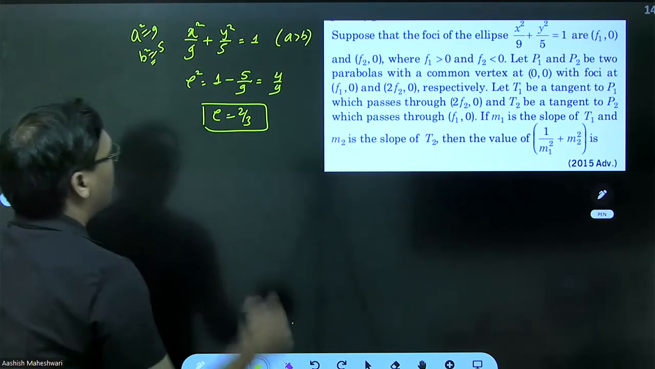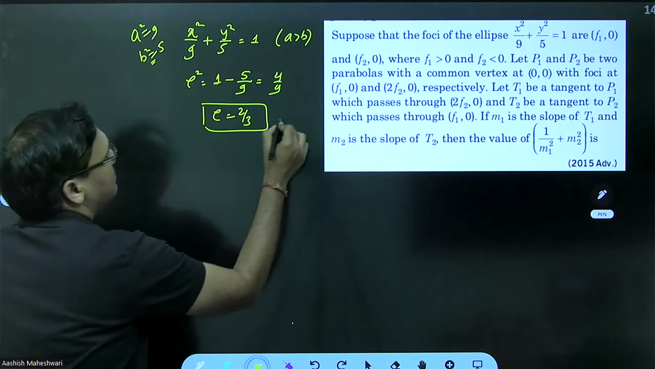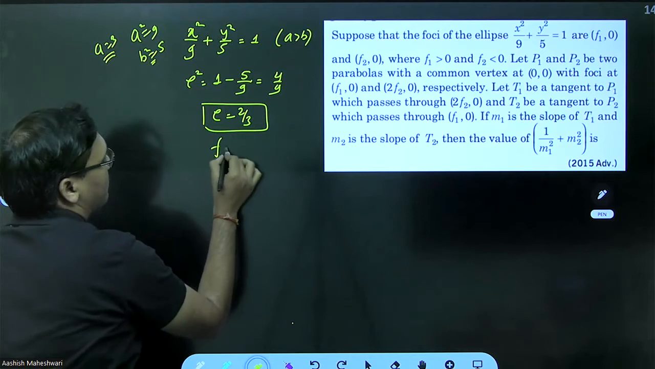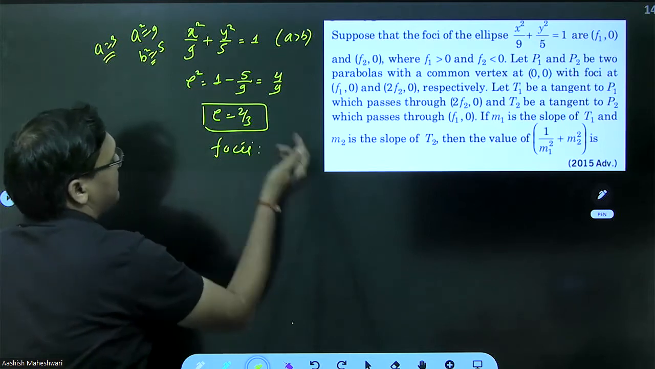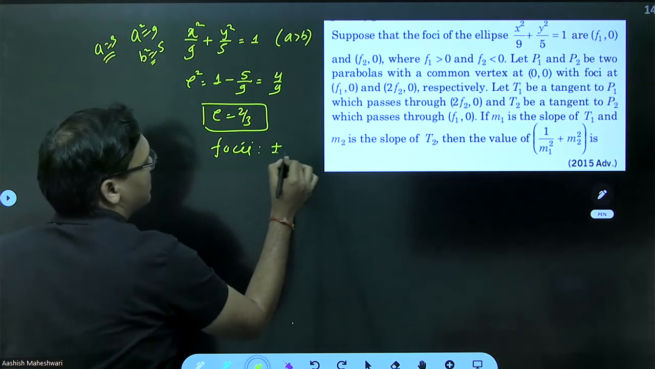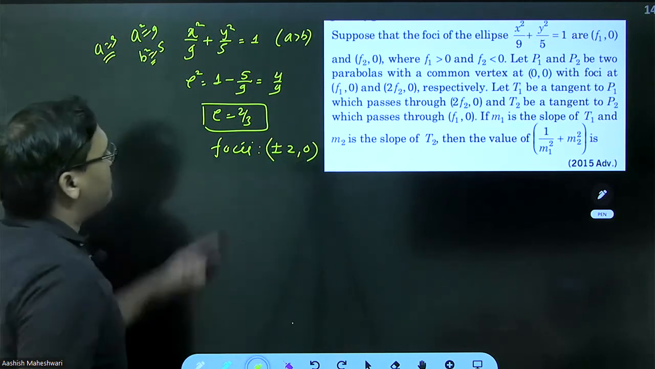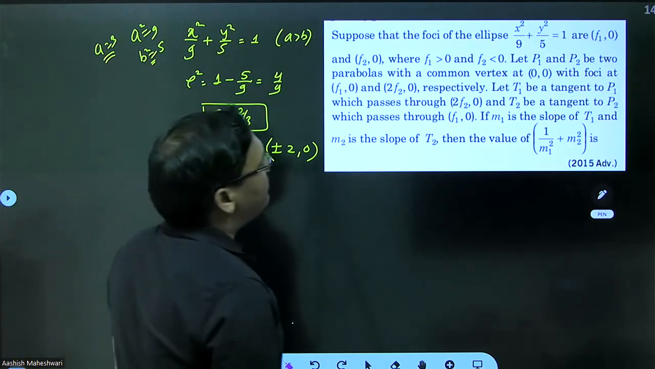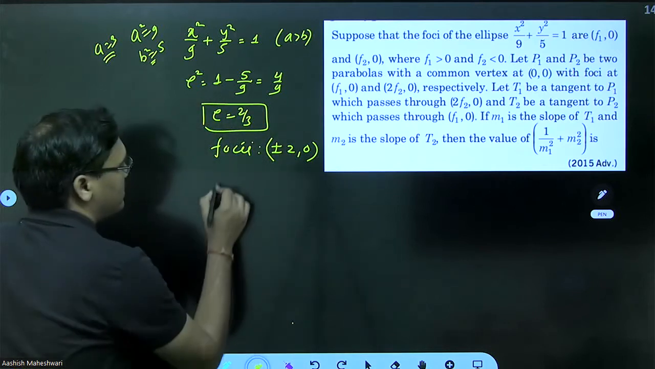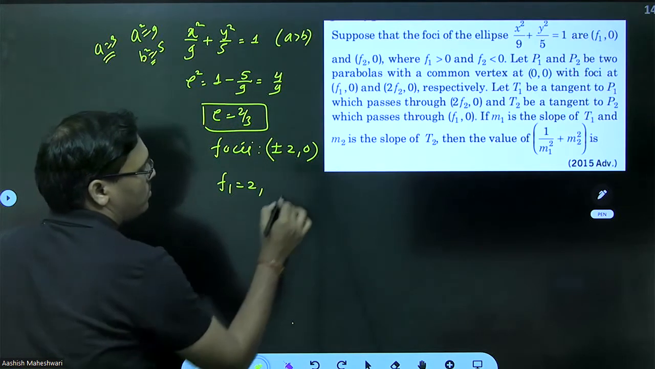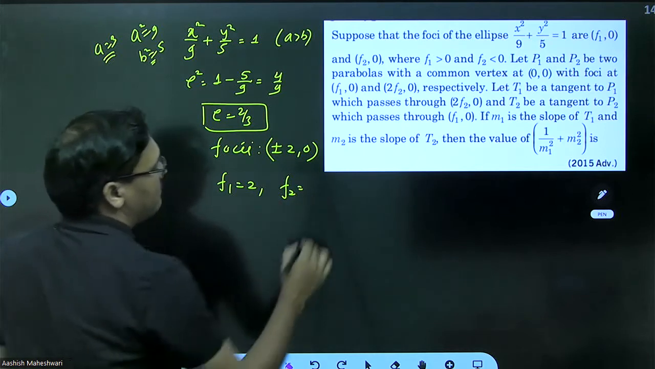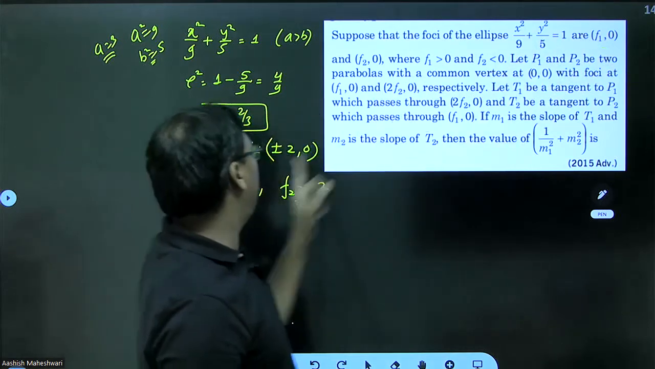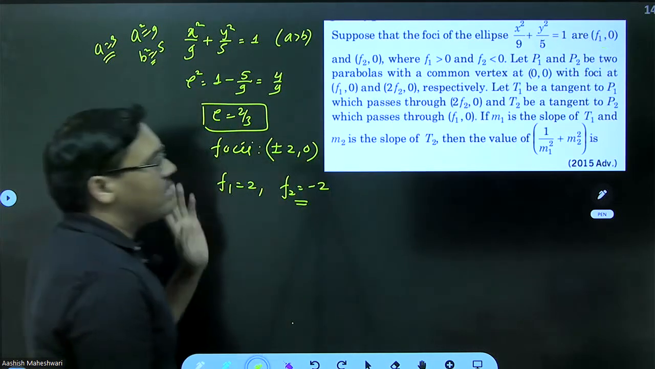So what are the foci? Foci will be plus minus ae. So a is equal to 3. So the foci are plus minus ae, so this is plus minus 2 comma 0. This is done. Now F1 is positive and F2 is negative. So F1 is equal to 2, and F2 is minus 2. Right? F1 comma 0 and F2 comma 0 are the foci. F1 is positive, 2, F2 is negative, minus 2.